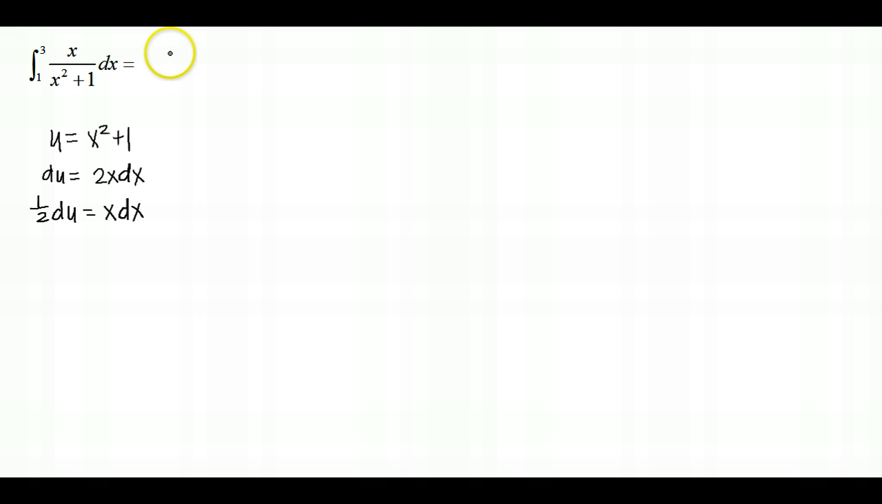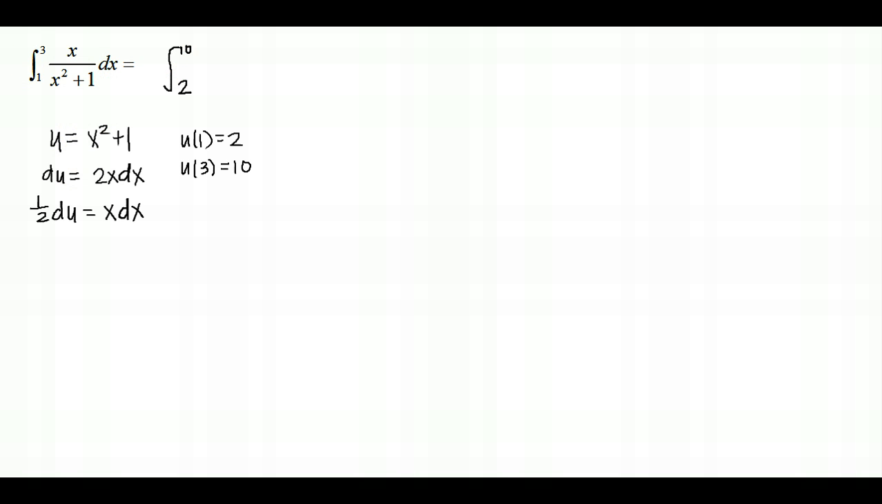So now I'm going to rewrite my integral as the integral from, here's where I have to be careful, it's not the integral from 1 to 3. Right now, let's pause and find the new limits of integration. We're going to plug 1 into u and get 1 squared plus 1, so I get 2. And then I'm going to plug 3 into this u function, so 3 squared is 9 plus 1 is 10, so my new limits of integration are from 2 to 10.